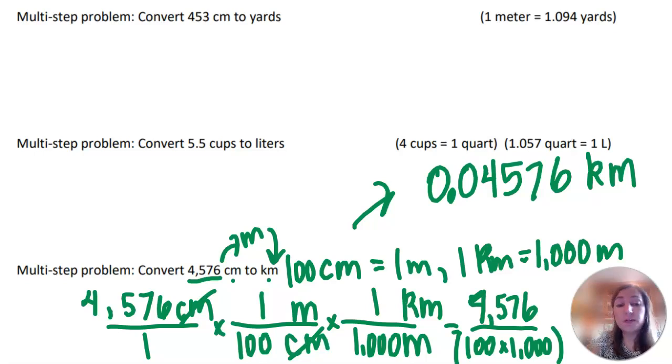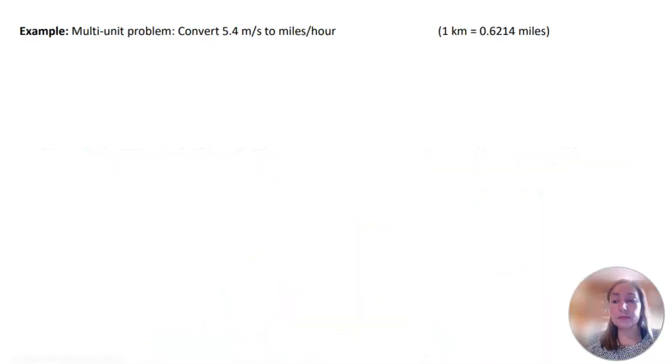You can double check your sig figs. 1, 2, 3, 4 starting off. These don't count. 1, 2, 3, 4. So I think we're all good here. All right, next up, we're going to try a multi-unit problem.